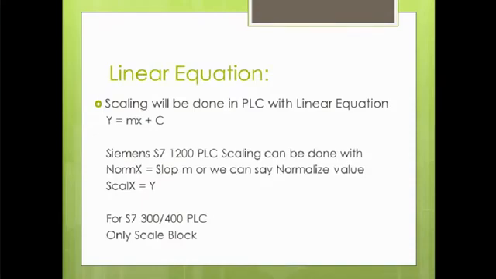scaling. For this scaling, we are using the linear equation y equal to mx plus c. How is this mx plus c done? In Siemens S7-1200 and 1500 PLC, scaling is done with two blocks: one is NORM_X and the second is SCALE_X. NORM_X gives the slope m and normalizes the value, and then SCALE_X gives y, meaning it returns the converted value back to our engineering value. And for S7-300 and 400 PLC, we use only the SCALE box. The SCALE box does the complete things that we require for the scaling.